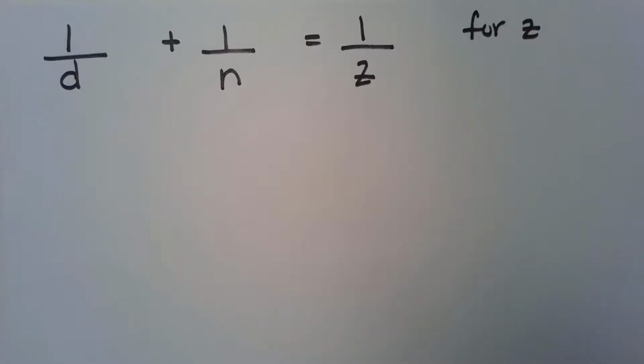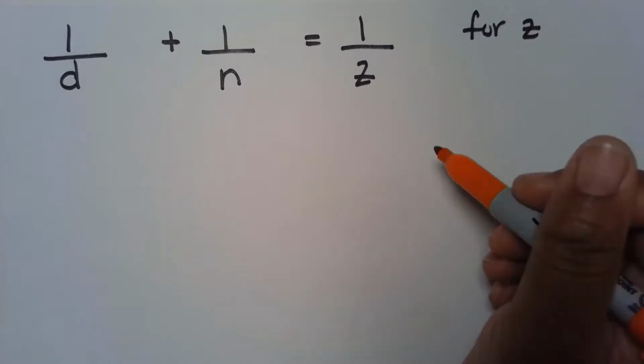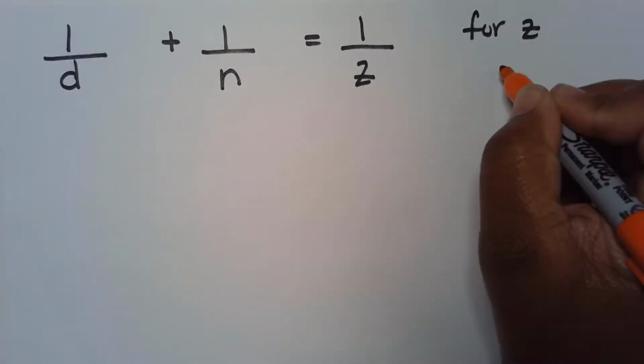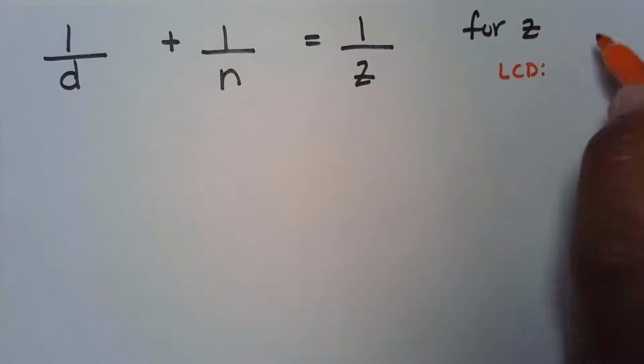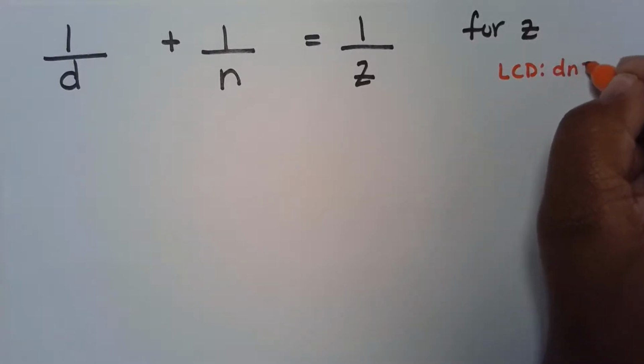Let's solve 1 over d plus 1 over n equals 1 over z, and we're solving for z. So I want to solve this literal equation, but as I solve this equation, I do not want variables in the denominator. So what we will have to do is first find the least common denominator for d, n, and z. And the LCD is d, n, and z.